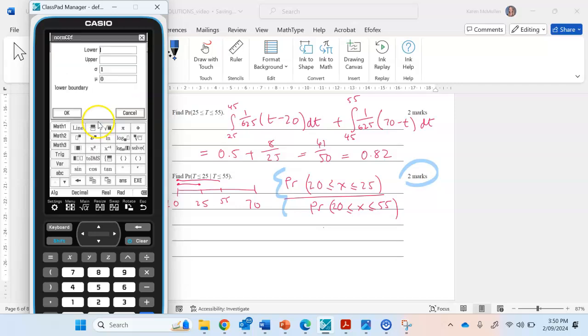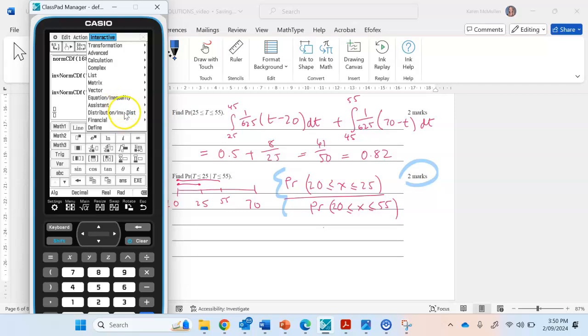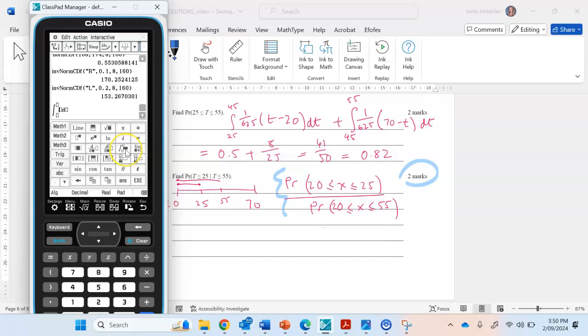continuous and normal CDF. Not normal, oh my gosh, I've been doing too many normal questions. Continuous. Oh, what am I doing? Silly me. Oh my gosh. Sorry, guys. There we go. Oh, I'll get there eventually.